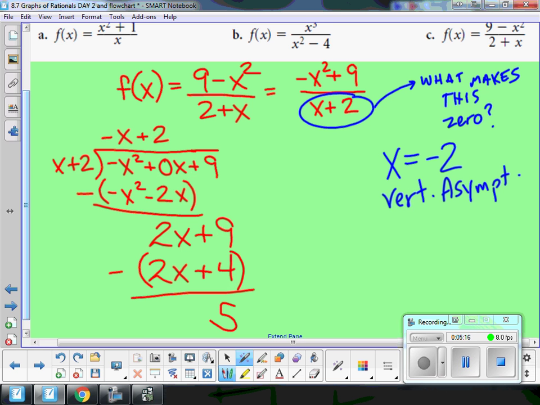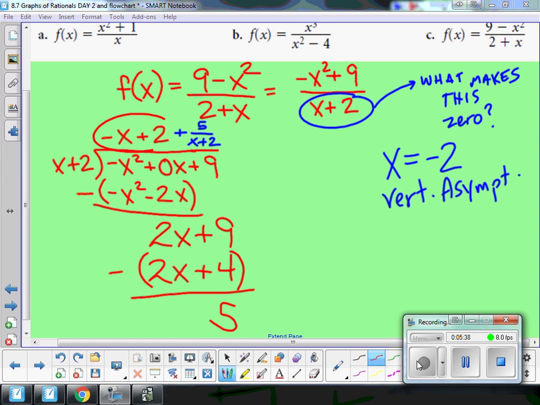That means it has a degree that's smaller than the variable x, or the expression x plus 2. Go. So the 5 is our remainder, and we add it onto the end. I'm going to change the color so you can see that the remainder is separate. Put it over the divisor. The part in red is the slant asymptote. Y equals negative x plus 2. That should be the equation of the line.